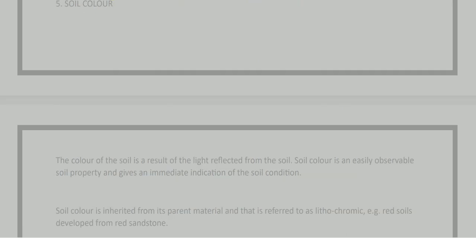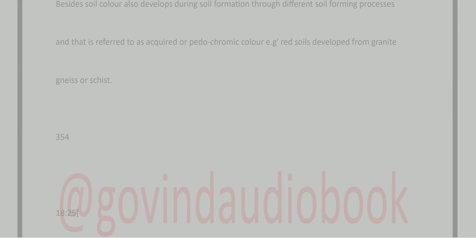5. Soil color. The color of the soil is a result of the light reflected from the soil. Soil color is an easily observable soil property and gives an immediate indication of the soil condition. Soil color is inherited from its parent material and that is referred to as lithochromic, e.g. red soils developed from red sandstone. Besides, soil color also develops during soil formation through different soil forming processes and that is referred to as acquired or pedochromic color, e.g. red soils developed from granite, gneiss or schist.